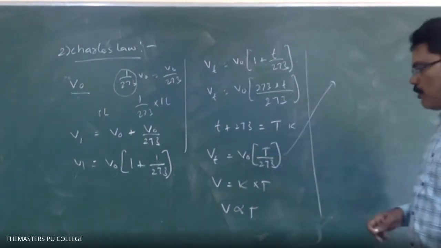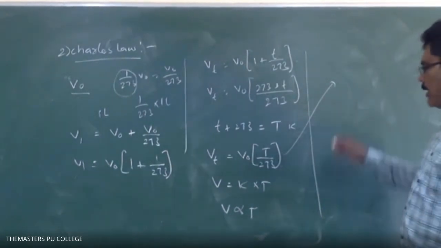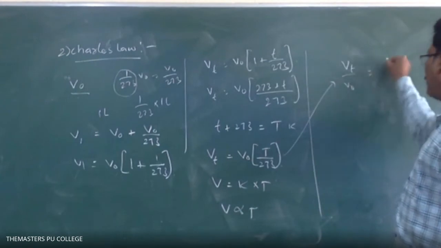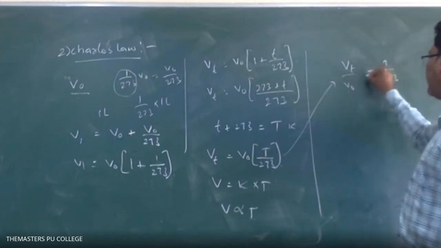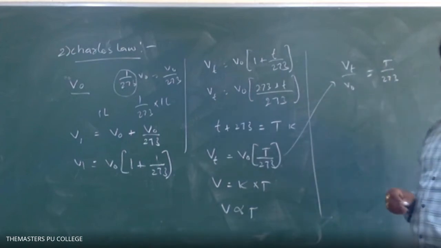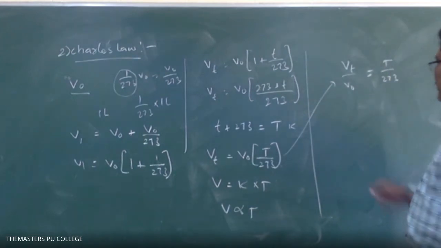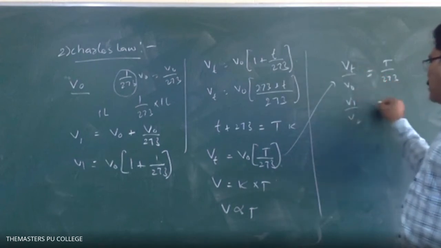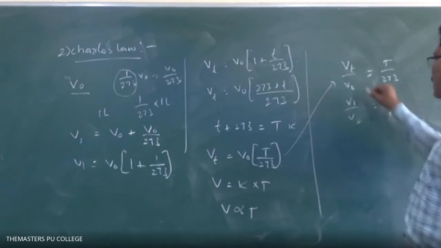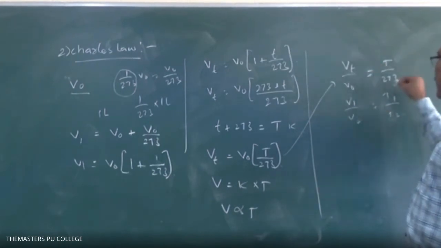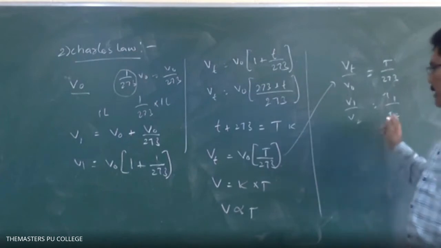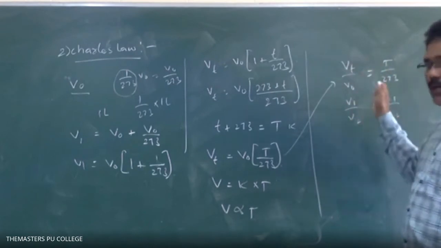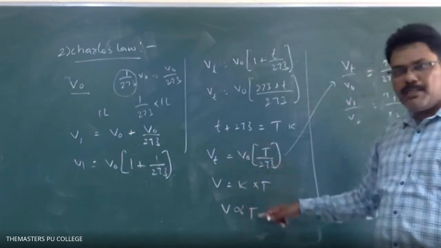Here, Vt equals V naught into T by 273, which can be written as Vt by V naught equals T by 273. So V1 by V2 is equal to T1 by T2, or Vt by V0 is equal to T by T0. So like that, V1 by V2 equals T1 by T2. Here you will get some confusion, so that's why I explained this in a simple way.